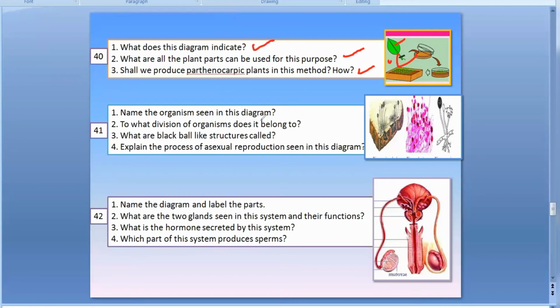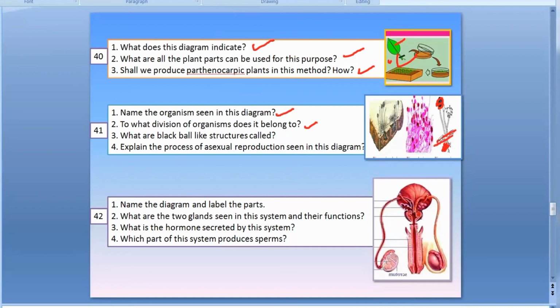Name the organism seen in this diagram. It is Rhizopus, a fungal organism. To what division of organisms does it belong? Fungi, and it is bread mold. What are the black ball-like structures called? Sporangia. Inside, spores are present. It is a sporangiophore. The root-like structures are called rhizoids, and these branches are fungal hyphae.